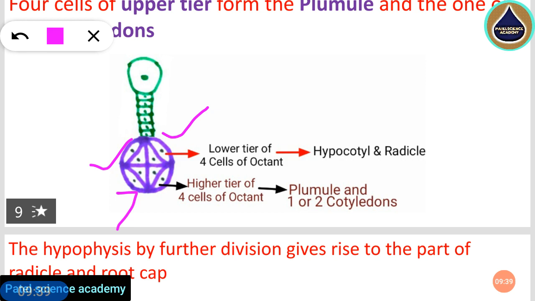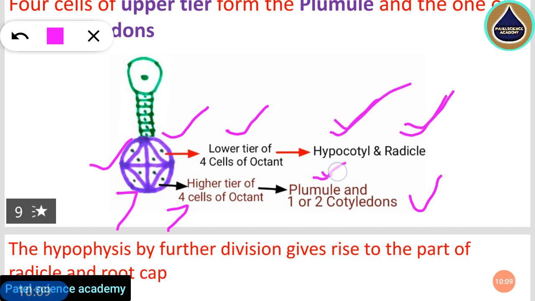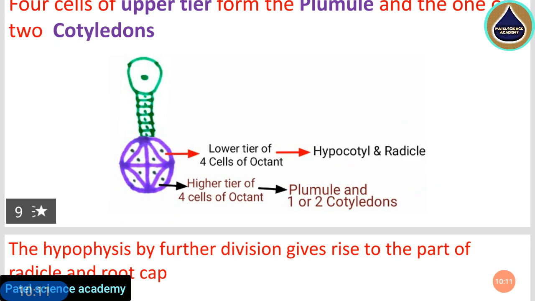So these 4 cells in the lower tier are going to convert into the hypocotyl and the radicle, and the 4 cells in the higher tier are going to convert into the plumule and the one or two cotyledons. If it is a dicotyledon, two cotyledons will be formed, and if it is a monocotyledon, one cotyledon will be formed. So likewise, this is the conversion of the lower and higher tier 4 cells of the octant into the hypocotyl, radicle, plumule and cotyledons.